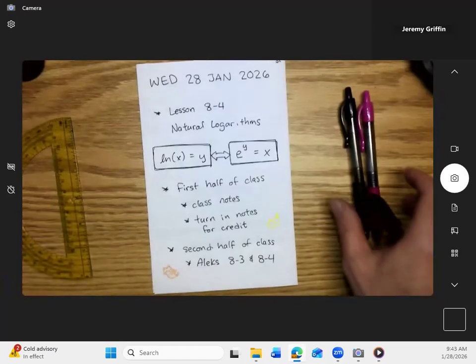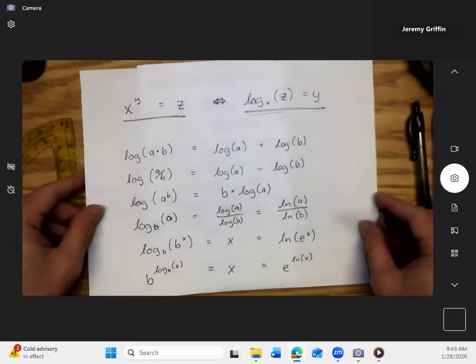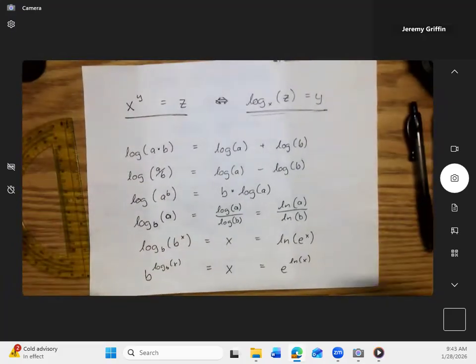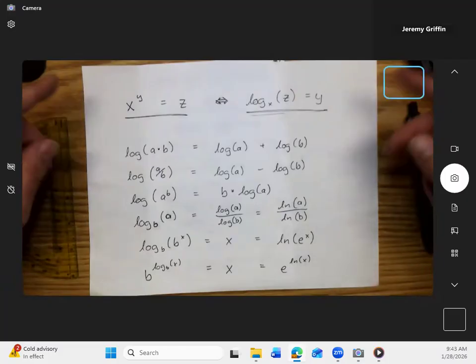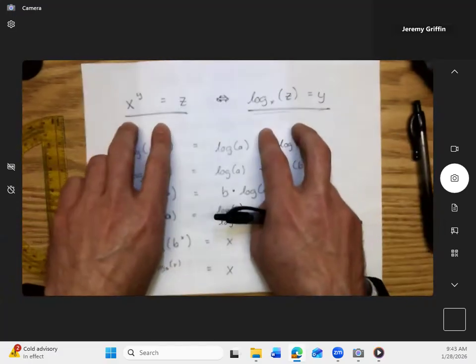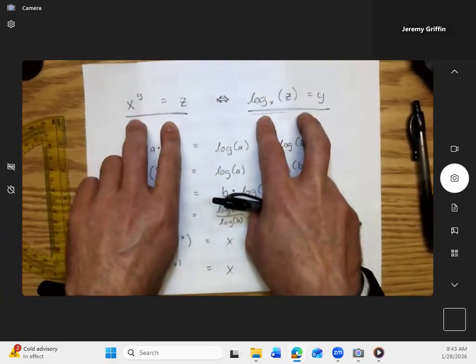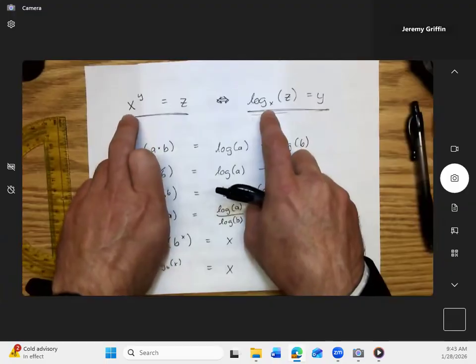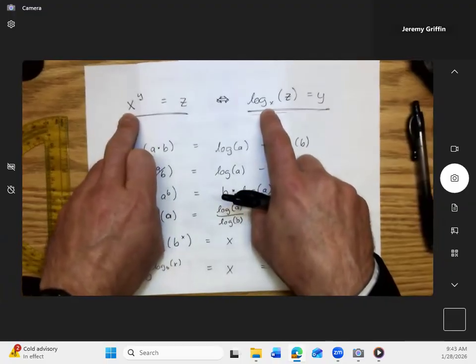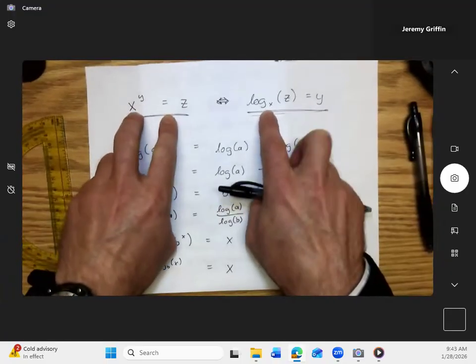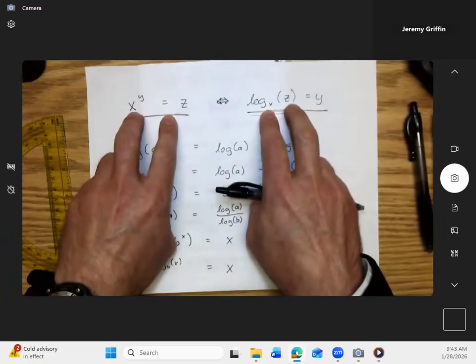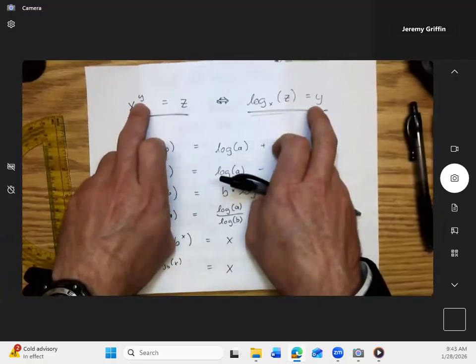Before I jump into natural logarithms, let's do a review of log rules in general. The last few days I've been showing this in class every day, but every day you see something, your brain learns it a little bit better, so it's worth reviewing again. Here's how to convert an exponent into a logarithm or vice versa. If you have some base x to the power y equals z, I can take log base x of z, and that's equal to y, which was this power up here.